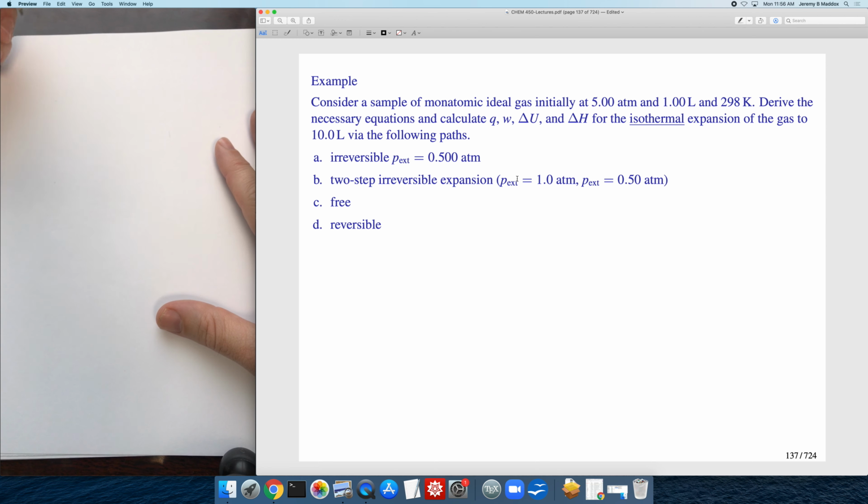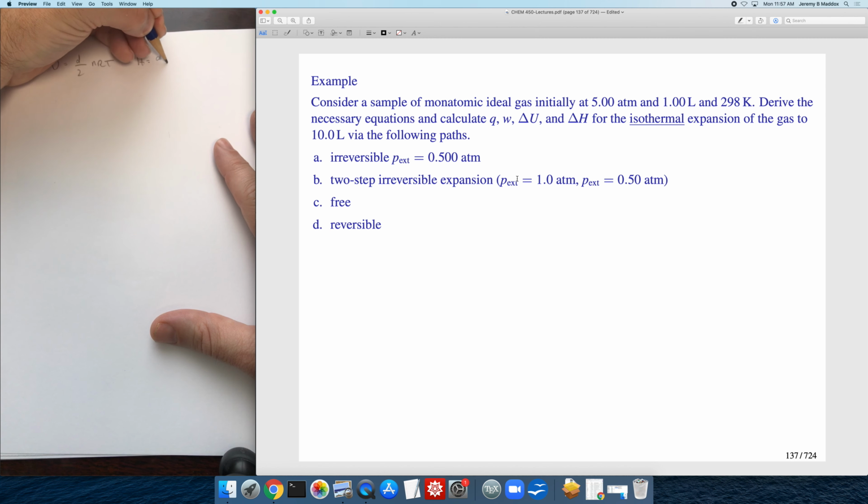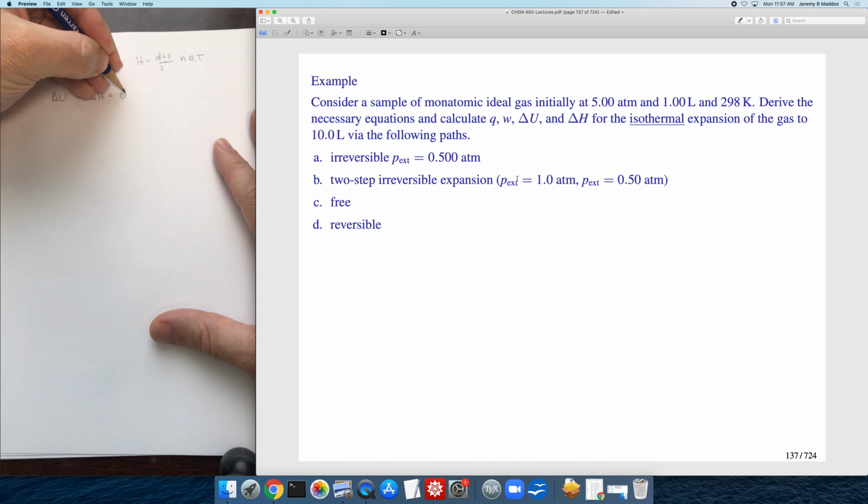What I want to point out, for isothermal gas expansions involving an ideal gas, the internal energy depends only on temperature, as does the enthalpy. So if your gas expansion is carried out isothermally, then delta U and delta H are constants. So in every part of this problem, A, B, C, and D, delta U equals delta H, which equals 0.